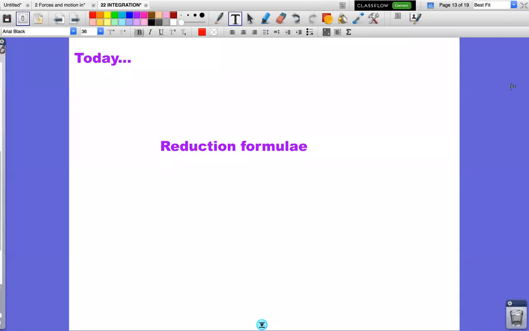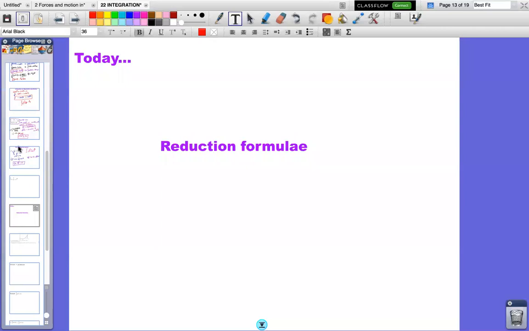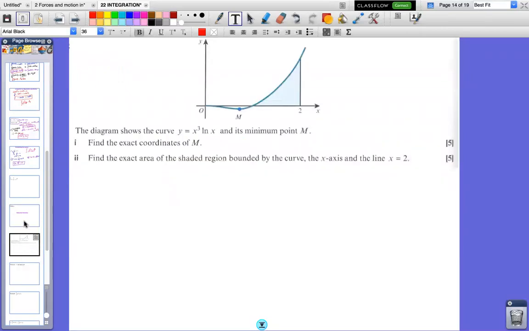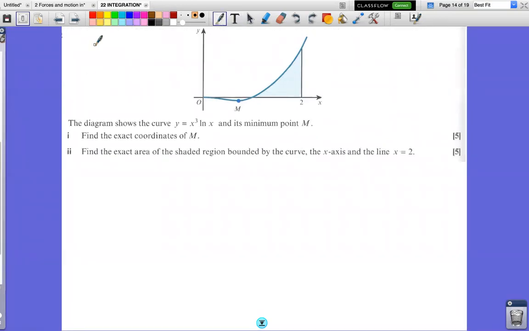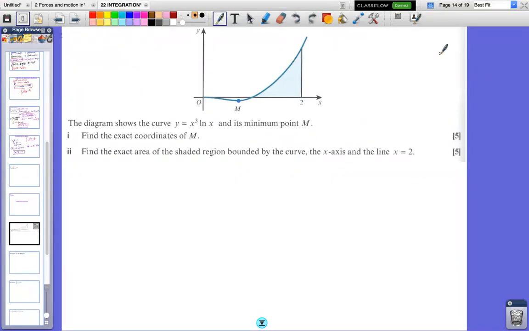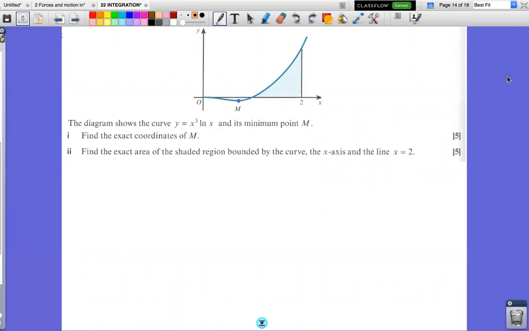We will talk today about reduction formulae. We will use what we talked about yesterday, the idea of integration by parts. So I got this question from your P3 mathematics book so that we can use it to review integration by parts. Can you guys just take a few minutes to solve this problem?